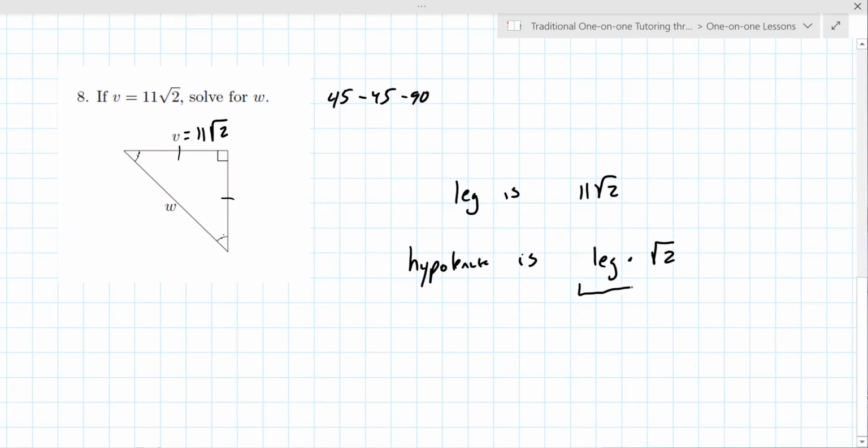So instead of the word leg, what are you going to put into this position? 11 square root 2. Yes. And so the square root of 2 times the square root of 2 is? The square root of 4, which reduces to 2. So it's 11 times 2, which equals 22.